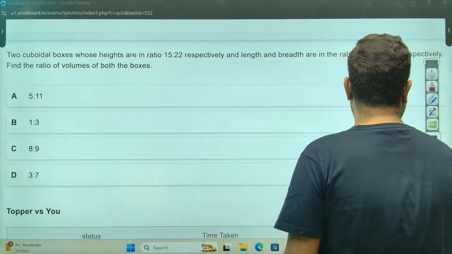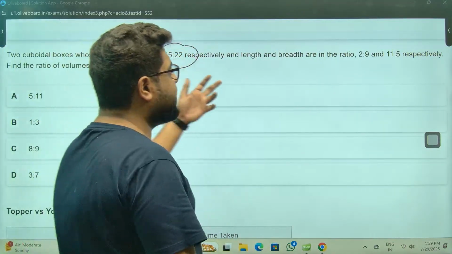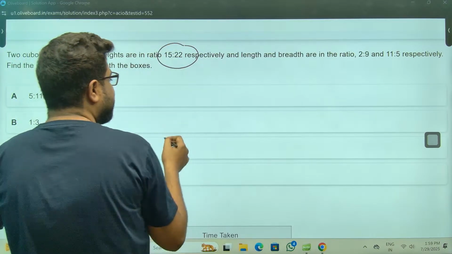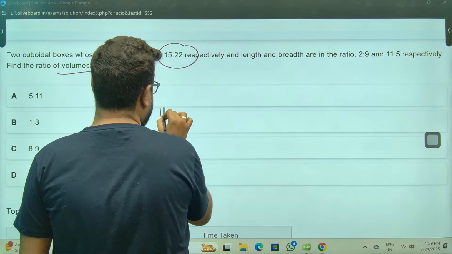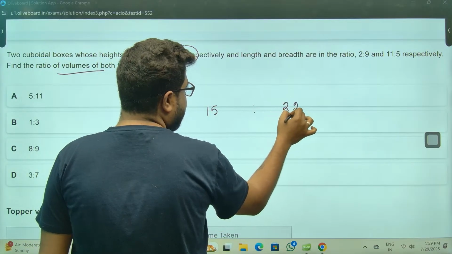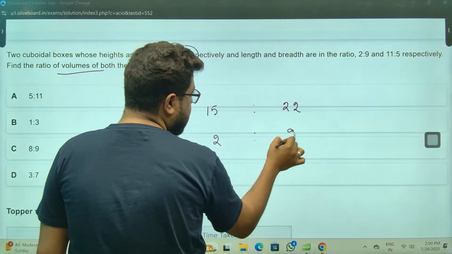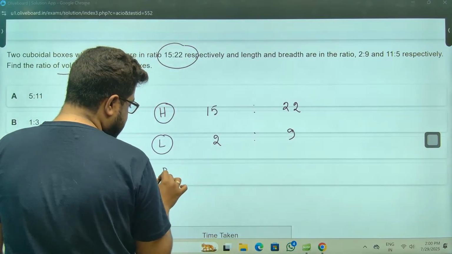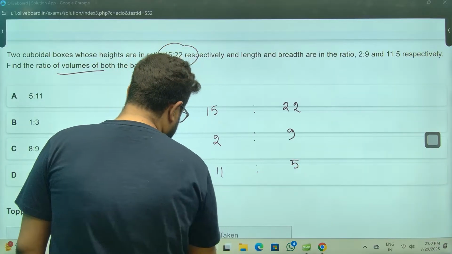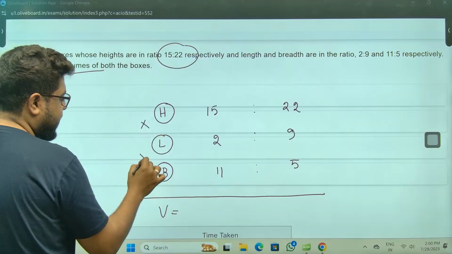Cuboidal box. Heights are in this ratio. Length and breadth are in this ratio. Volumes. Sir, height ratio 15:22. Length ratio, sir, 2:9. And sir, breadth ratio, sir, it is 11:5. Volume ratio will be what? Volume is equal to length into breadth into height, multiply.